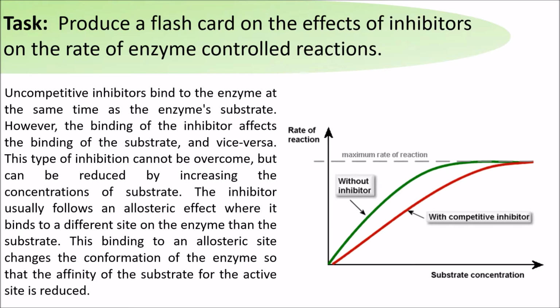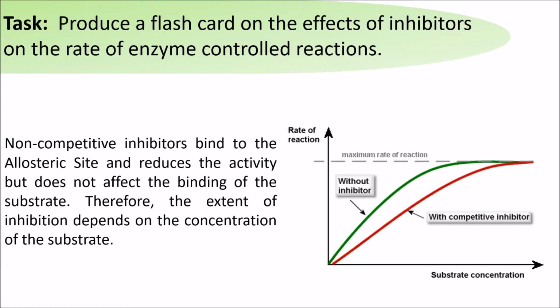The inhibitor usually follows an allosteric effect, where it binds to different sites on the enzyme than that of the substrate. The binding to an allosteric site changes the conformational shape of the enzyme, so therefore it will no longer bind to the substrate.